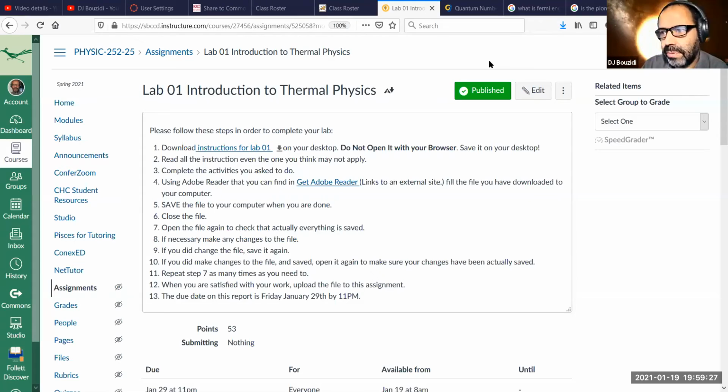So let me share that screen with you. Right now you cannot see it because probably you didn't finish all the tasks, but I'm looking at it now from an instructor perspective. You guys look at this thing that says Lab 1 Introduction to Thermal Physics from the screen, from Canvas. Yes or no?